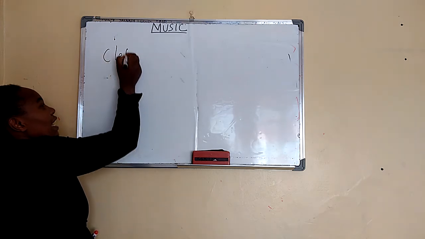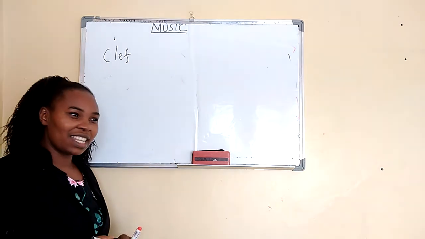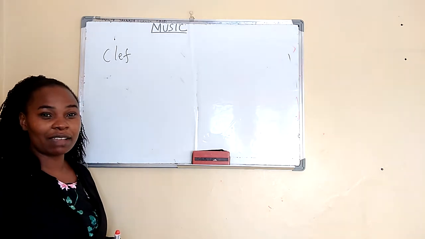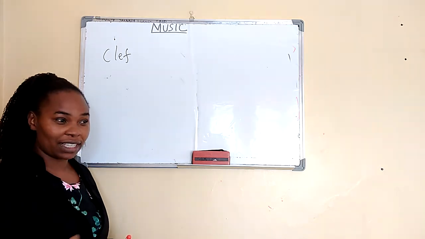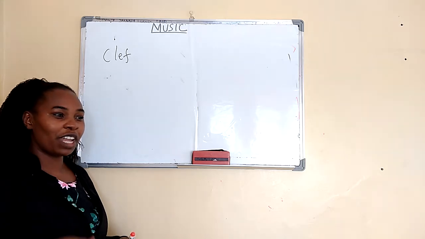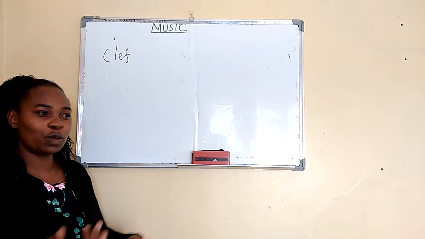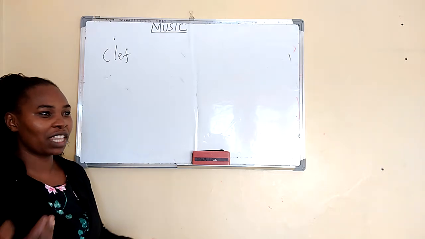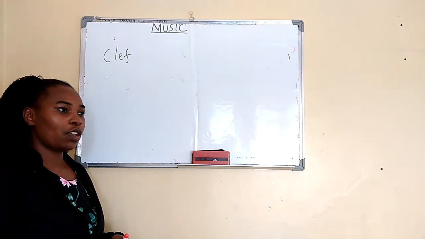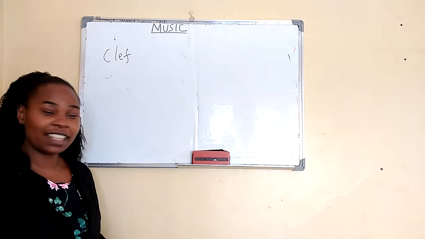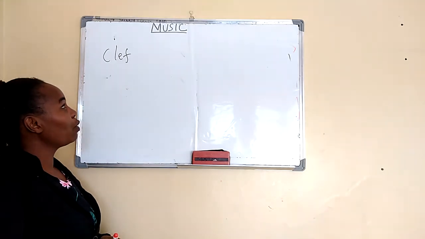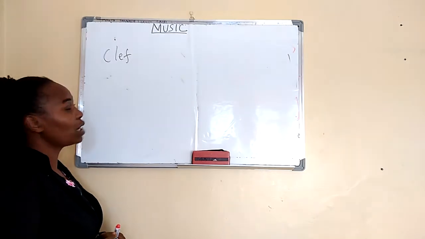When we talk about a clef in music, it is a musical sign that fixes voices on the staff. Now, when we talk about voices, we have female voices and we have male voices. So for us to know who is who or which instrument can play this or that, we need to put a clef. So we have said a clef is a musical sign that fixes voices on the staff. For beginners, I want us to look at two clefs.